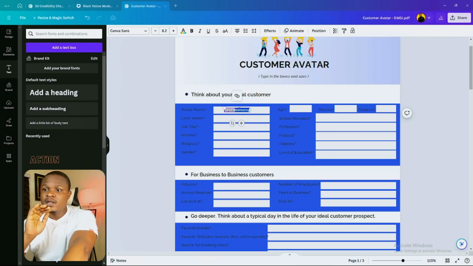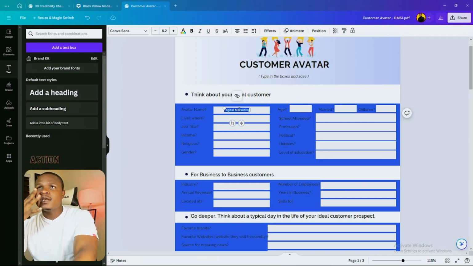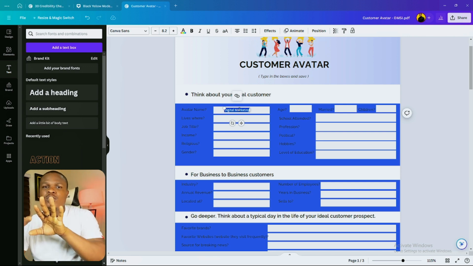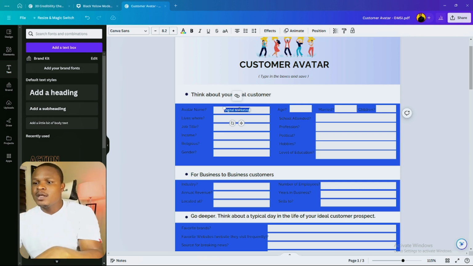For me here, I'm using Canva to edit my documents. If you have Canva, you can just drag the PDF into Canva and you will be able to edit every part of it. The very first thing I'm going to do is to name my avatar. This name is more of helping you to know this category of people that you want. For instance, I would say my avatar's name would be Sharon.